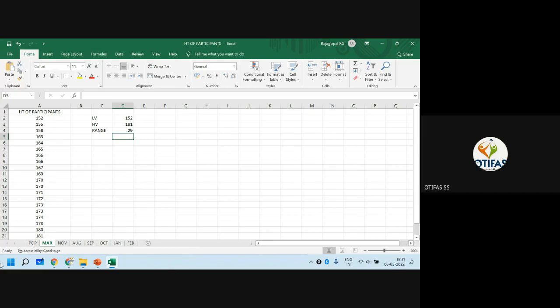So what do you say? When you say range, what is this range? Now we can call this as X also. Let's call this as X. Now, X is always given in X-axis, isn't it?